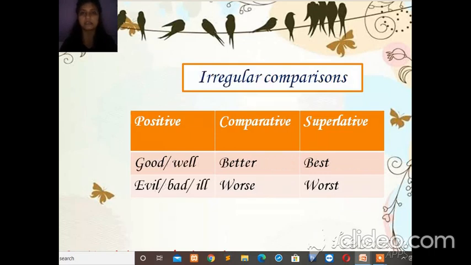Next is irregular comparisons, where all the forms are different: positive form, comparative form and superlative form. Good or well, both are the same in meaning. Comparative is better and superlative is best. Evil, bad, ill: these three words are the same in their meaning. Worse shows comparative degree. Worst shows superlative degree.